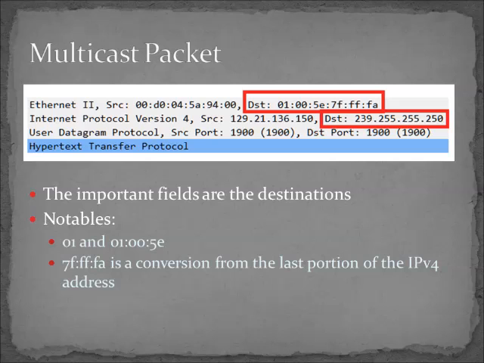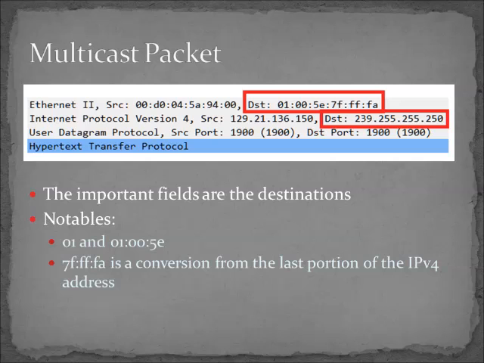But importantly, it's not just 01. It's 01005E, and that's a reserved heading for layer 2 multicast addressing. Now the 7F FFFA is a conversion from the last part of the IP version 4 layer 3 address. And that's why we say that these two things are tied together.